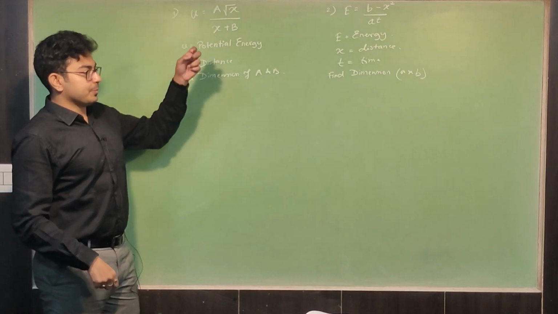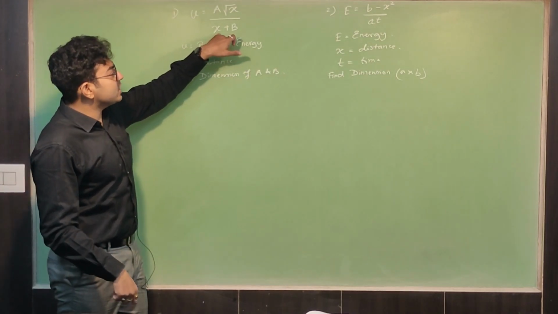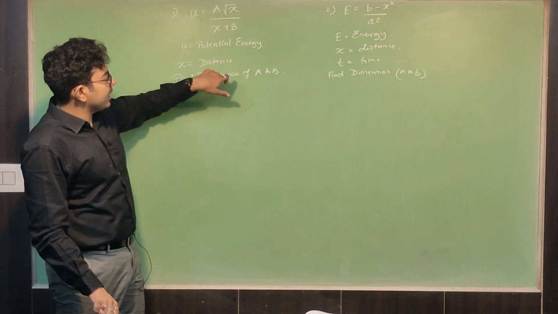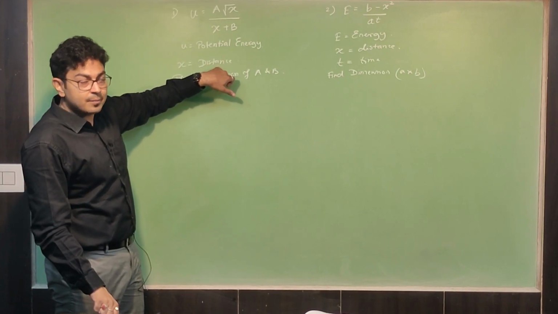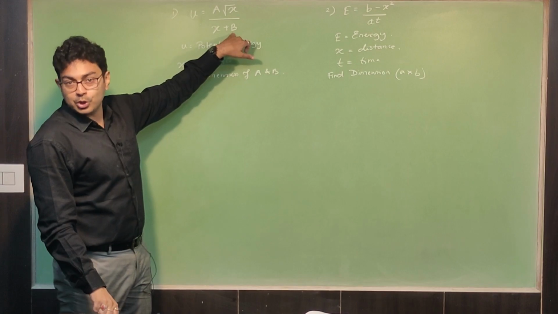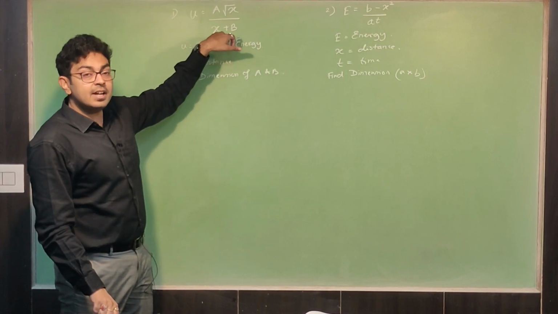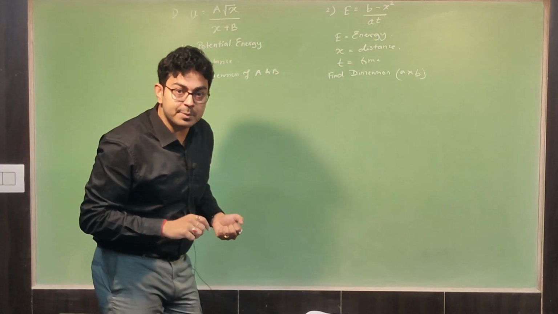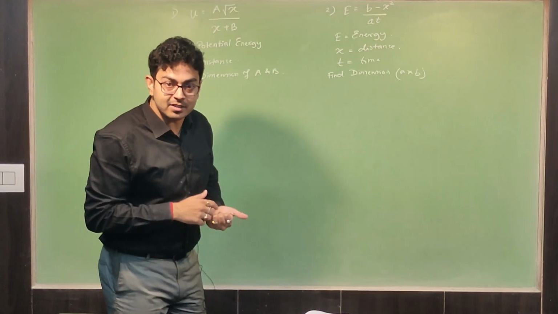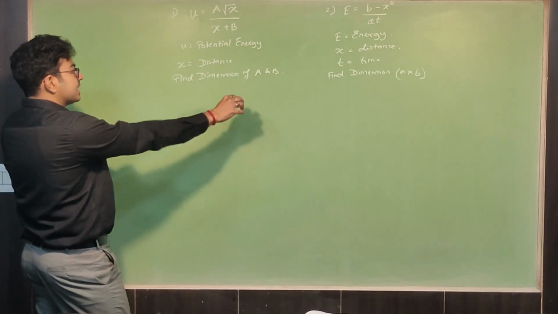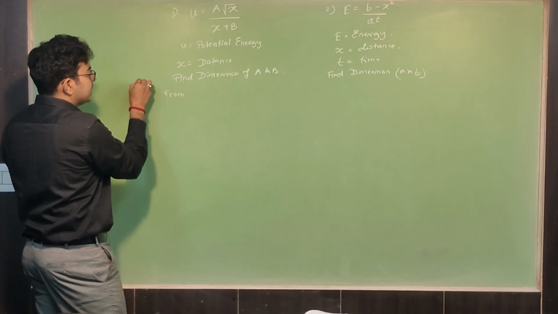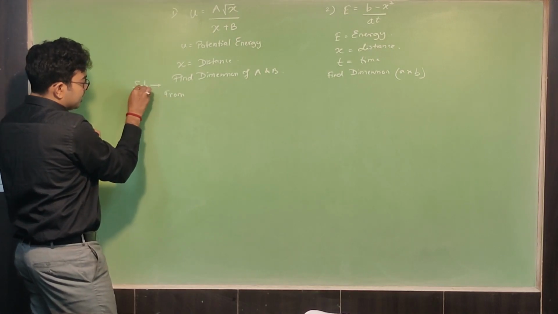Now tell me here, why did I tell you this story? x plus b. What is the dimension of x? Dimension of x will be distance, that is L. What is dimension of b? We do not know. But when x and b are added, that means what? b and x should be of the same dimension. Then only it can be added. Yes or no? So let us understand from RHS. So our solution starts from here.